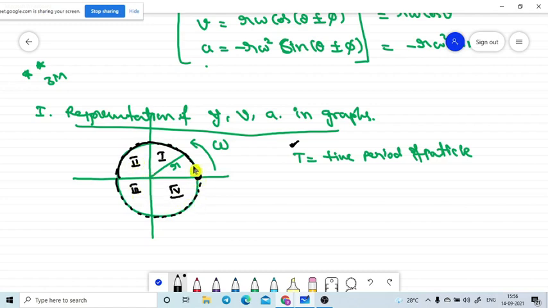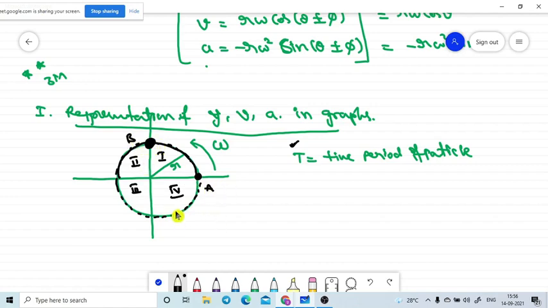So that means these displacements are equal, and there are four parts. Now my question is, how much time does the particle need to reach this portion? If the time period is T, how much time is needed to reach this point? Let me take it as A, and let me take this as B.